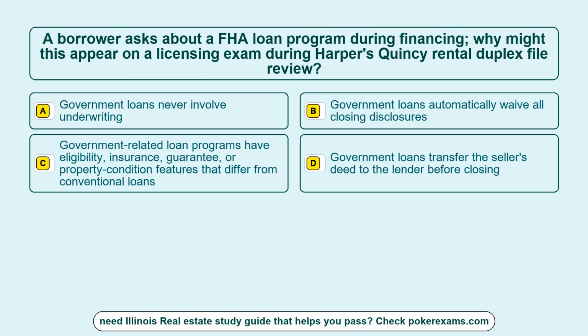Question 23. A borrower asks about an FHA loan program during financing. Why might this appear on a licensing exam during Harper's Quincy rental duplex file review? Option A. Government loans never involve underwriting. Option B. Government loans automatically waive all closing disclosures. Option C. Government-related loan programs have eligibility, insurance, guarantee, or property-condition features that differ from conventional loans. Option D. Government loans transfer the seller's deed to the lender before closing.